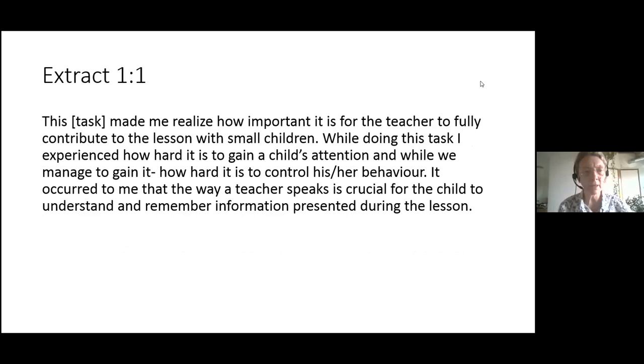So I'm going to give you some examples from what the learners said, and I hope this will show that they were able to interpret the task in different ways. So this is the first teacher learner speaking. This was a written task. So this task made me realize how important it is for the teacher to fully contribute to the lesson with small children. While doing this task, I experienced how hard it is to gain a child's attention, and while we managed to gain it, how hard it is to control his or her behavior.